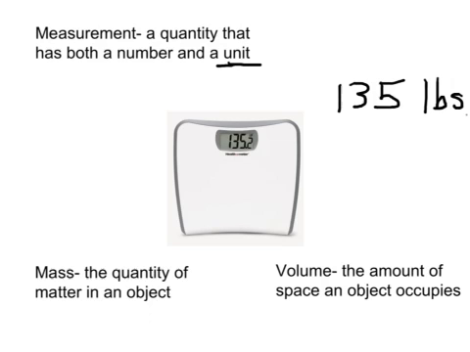In chemistry, two common measurements that are made are mass and volume. Mass is the quantity of matter in an object. Volume is the amount of space an object occupies.